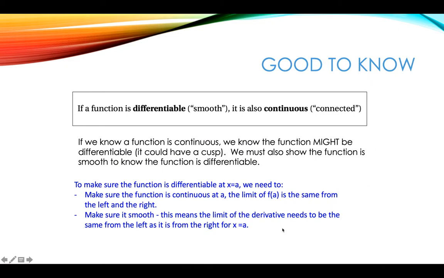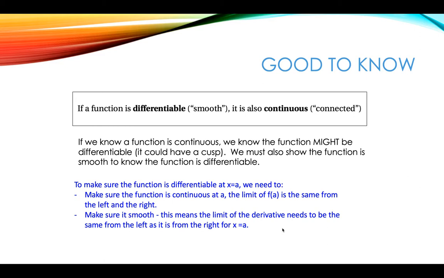All right, one thing that you need to know is how to show that a function is differentiable. If a function is differentiable, it is also continuous. So if it's smooth, we know it's connected. The logic does not necessarily work the other way. If we know a function is continuous, we know the function might be differentiable, it could have a cusp. We must also show that the function is smooth to know that the function is differentiable.